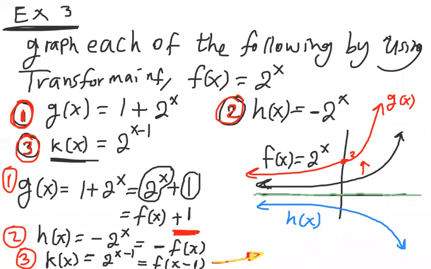So this is the function here. The black one is f of x. We shifted 1 unit to the right. So it will look like that. And this is k of x.